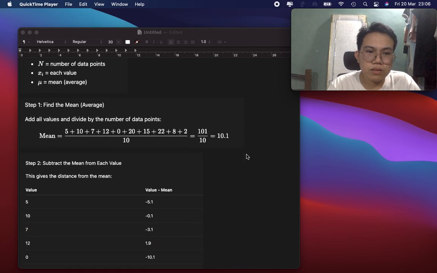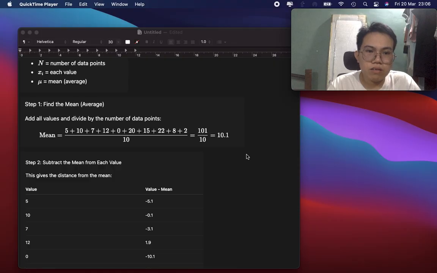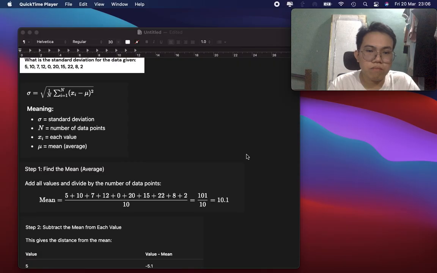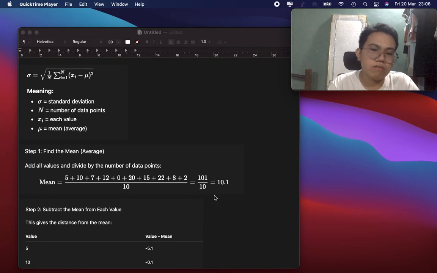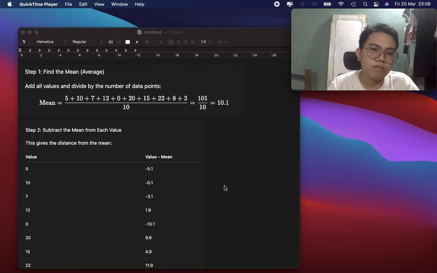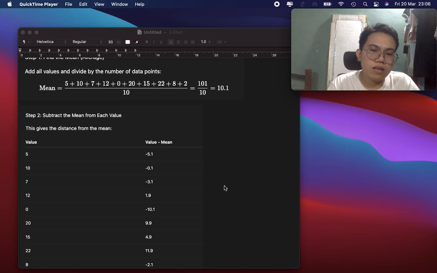The mean is the average value of the data set. So we sum all the values inside the data set and divide by their count. Here, we have 10 values, which is why the denominator is 10. Summing up all of the data gives us 101, and divided by 10, we get 10.1.